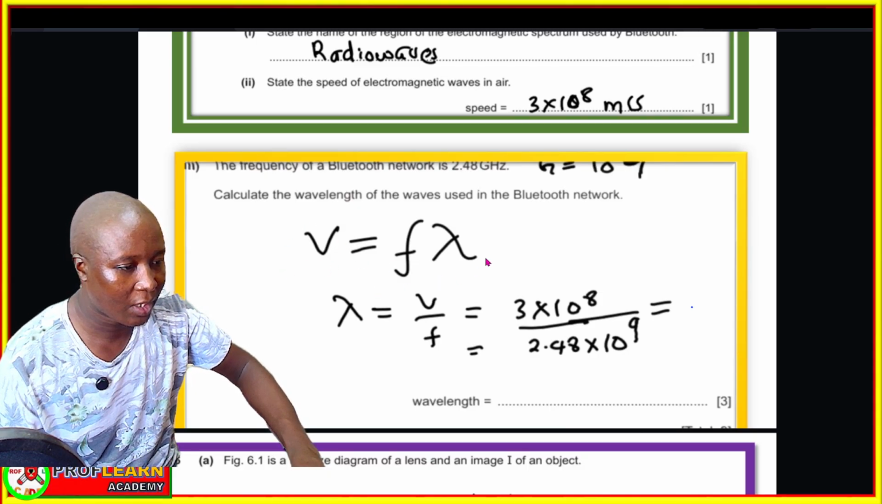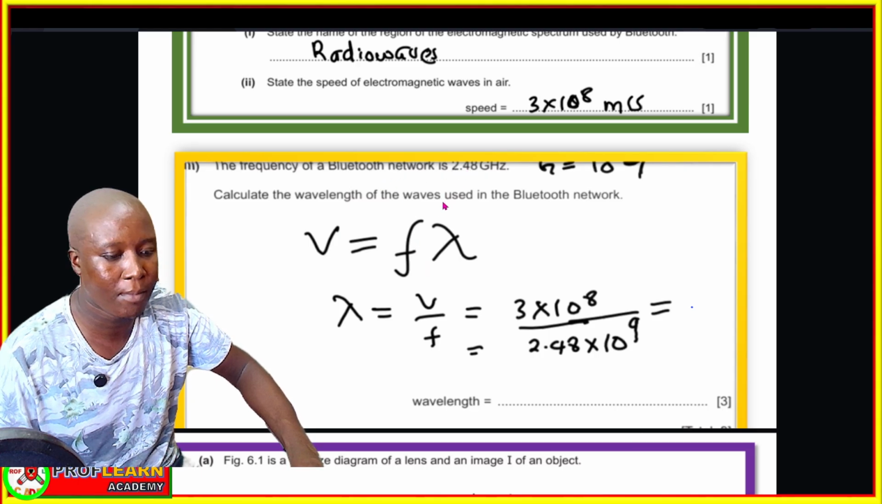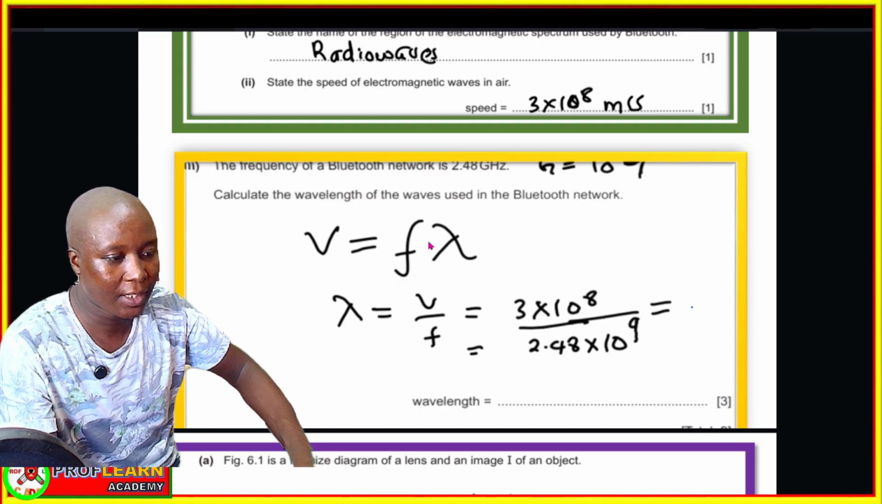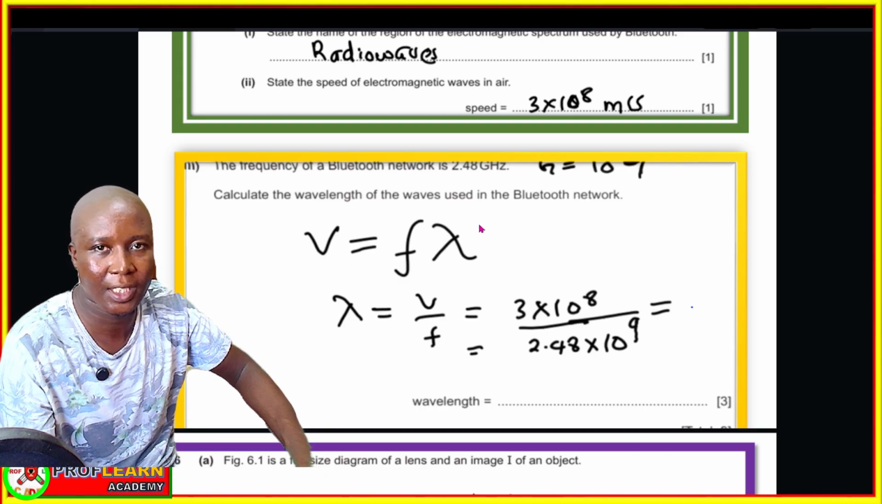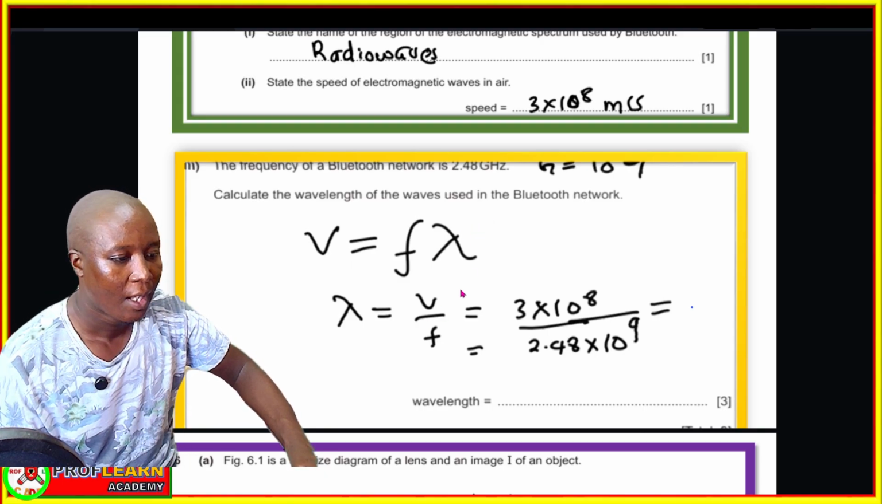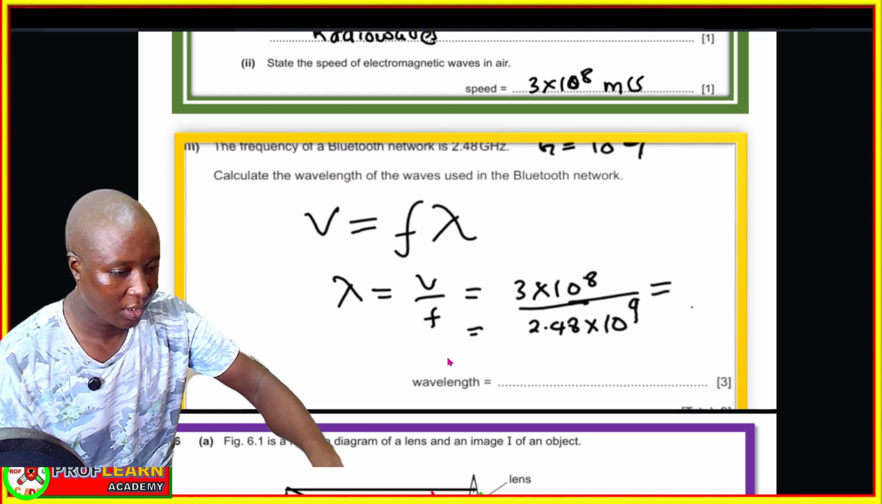Next is the use of the wave equation. Here, the student was supposed to understand what we mean by gigahertz. And gigahertz is 10 raised to power 9. And then use the wave equation as shown there.